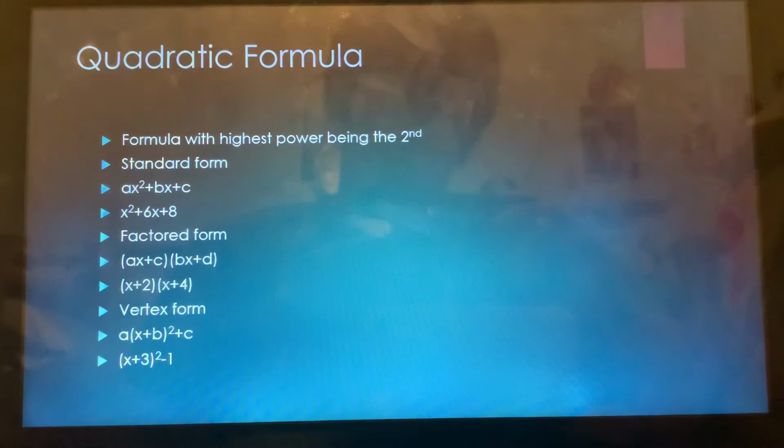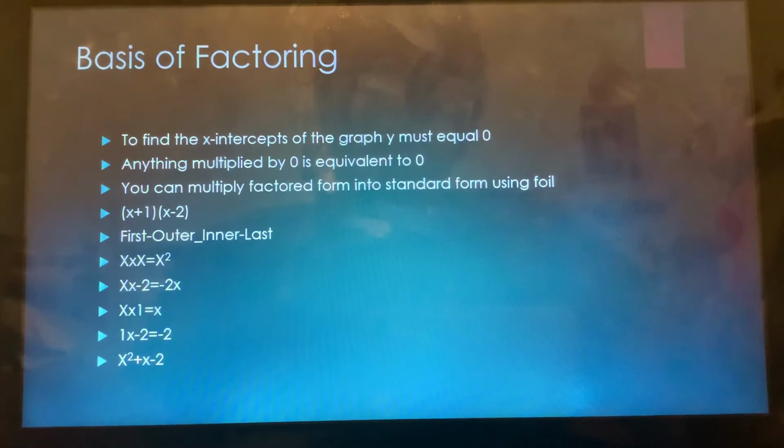Now, when we go to factored form, we're going to do that to find the x-intercept, where y equals 0, because anything multiplied by 0 equals 0, and you can multiply factored form into standard form using FOIL, which is first, outer, inner, last.